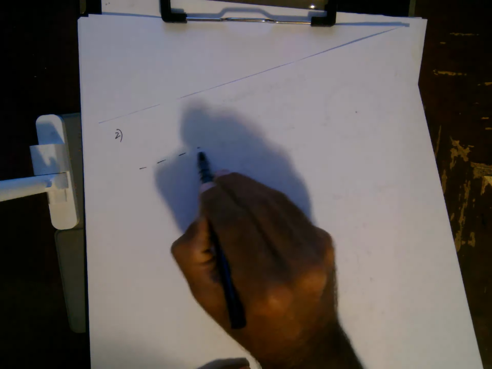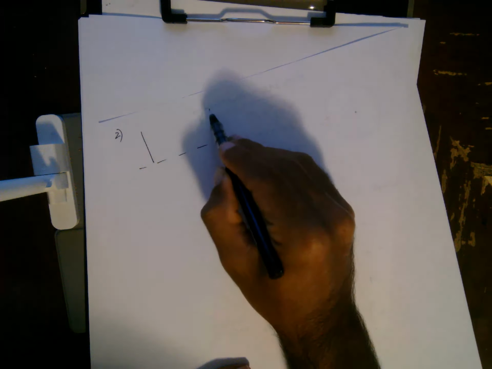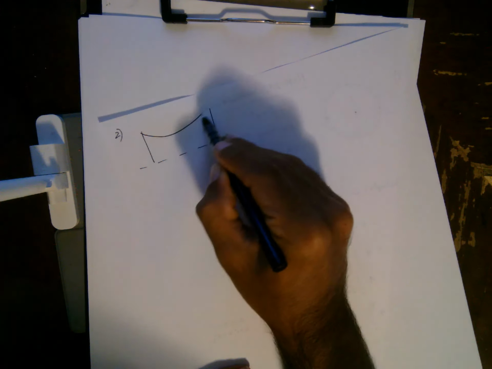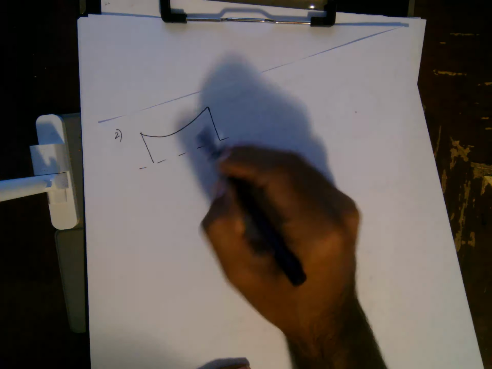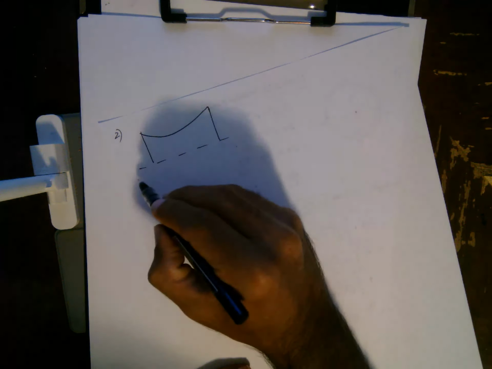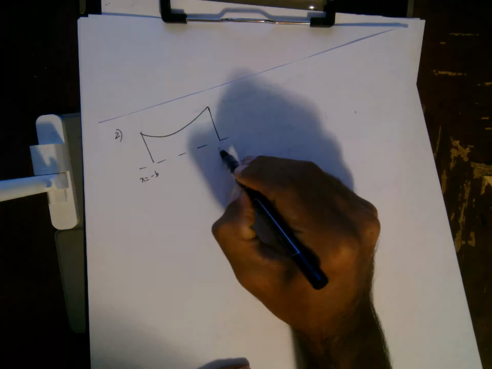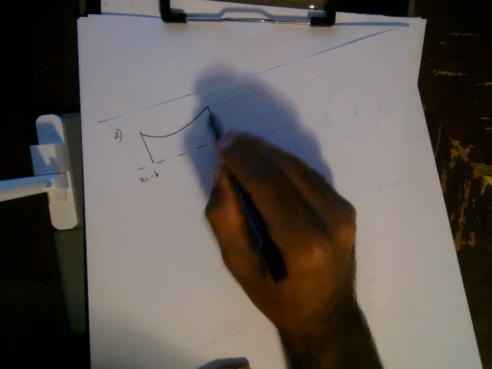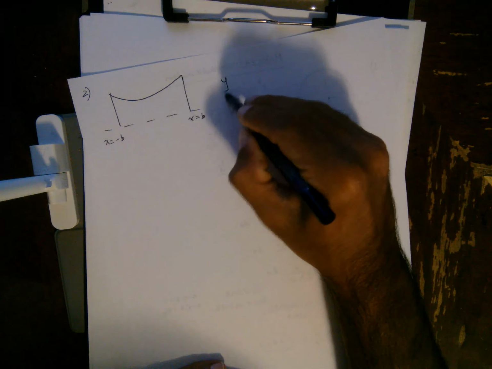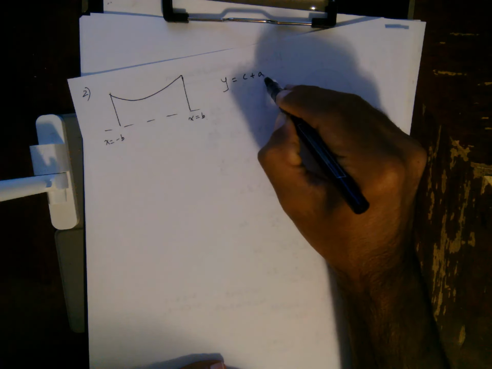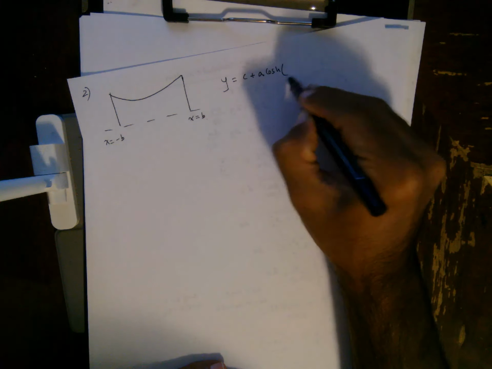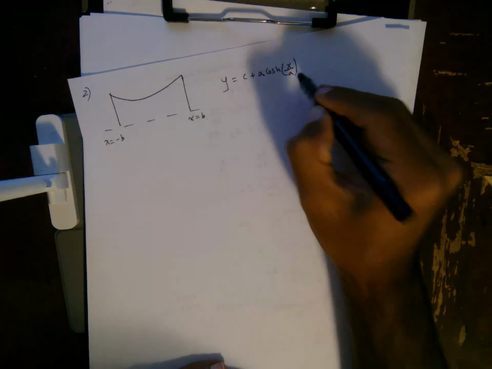Second one is concerning length of a catenary, which is usually the shape taken by electric supply lines or anything suspended between two heights. It kind of looks like a parabola, but it is not. The equation is y equals c plus a cosh of x over a.